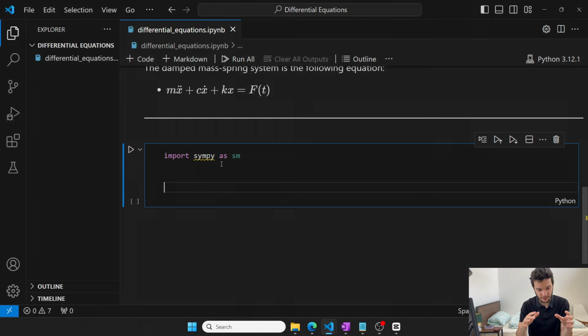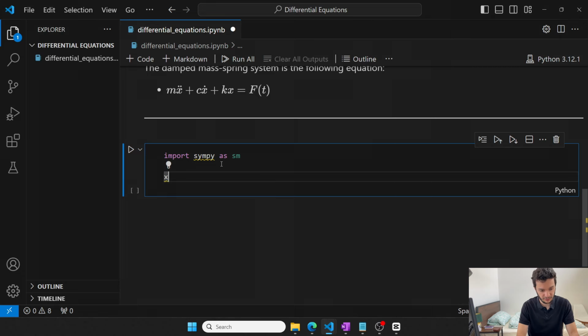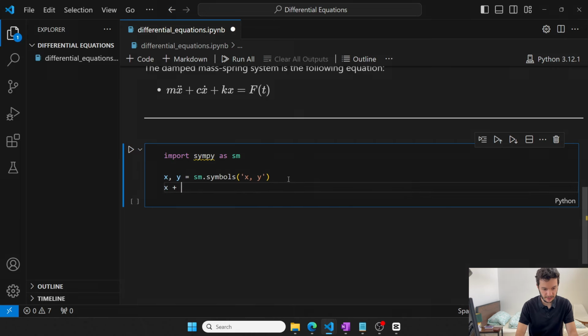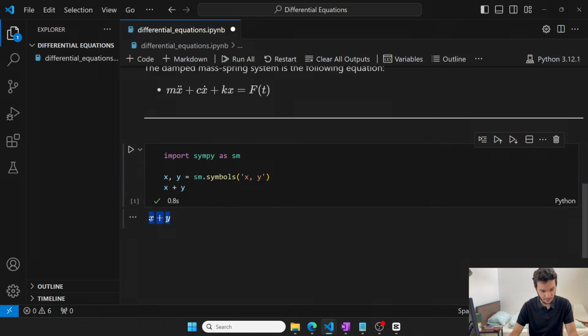To create variables within SymPy, you simply state your variables, for example, x, y is equal to sm, and then within sm, you call the symbols function. It takes as input a string, for example, here it is 'x y', representing that x is the first variable and y is the second variable. If I go ahead and do x plus y, for example, you'll see that now we have a symbolic expression for x and y. I can go ahead and square it, and you'll see we get the result.